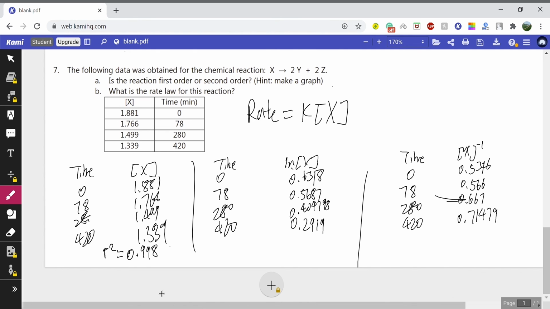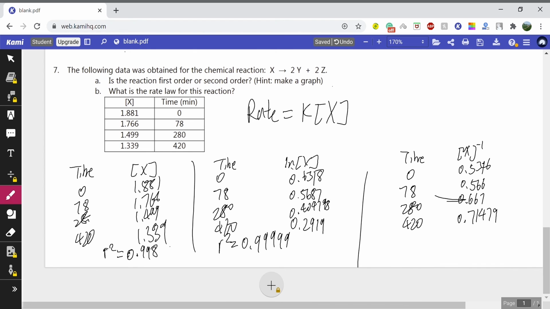Now we can go to stat again, calculate, and this time we need to edit for the second graph. It's going to be 0.6318, 0.5687, 0.404798, 0.2919. Go to stat again, go to calc, go to 4, enter. That gives you 0.99999. Okay, so r squared is 0.99, which is super close to 1, which means this is more linear than the first one.